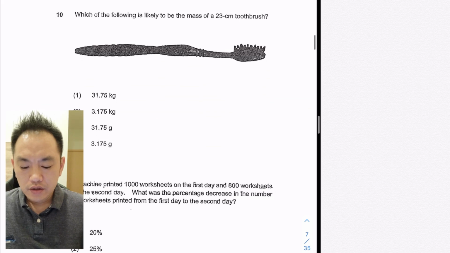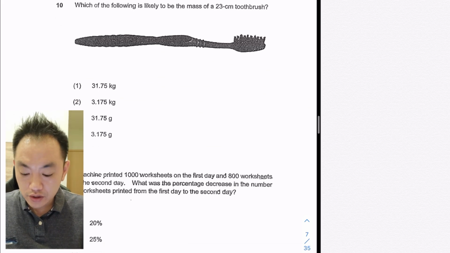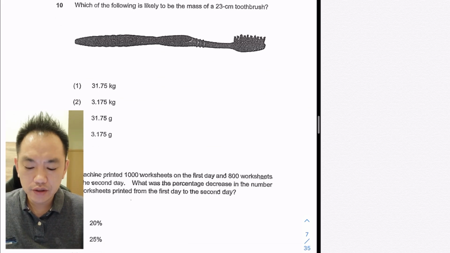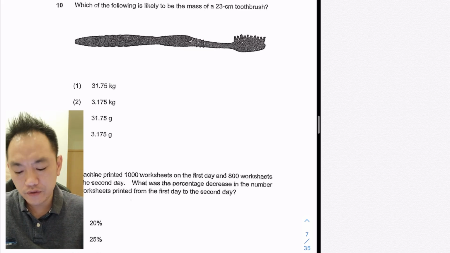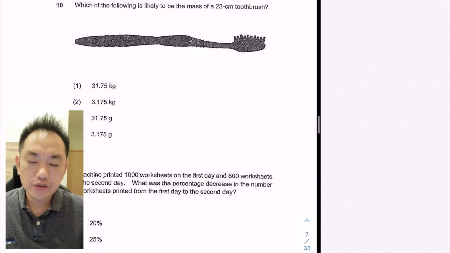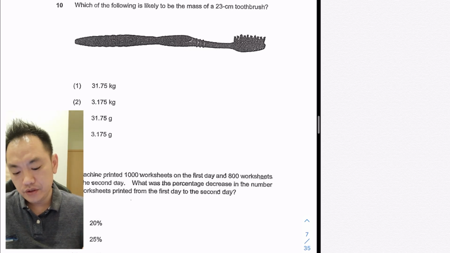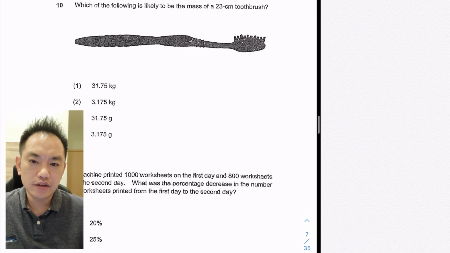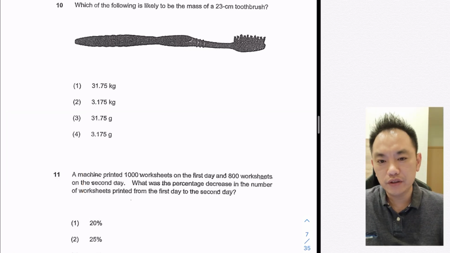Okay. Let's move on to question 10. Which of the following is likely to be the mass of a 23 centimeter toothbrush? Alright, so a toothbrush, it's basically testing general knowledge, like roughly how much it weighs. So let's look into the options.